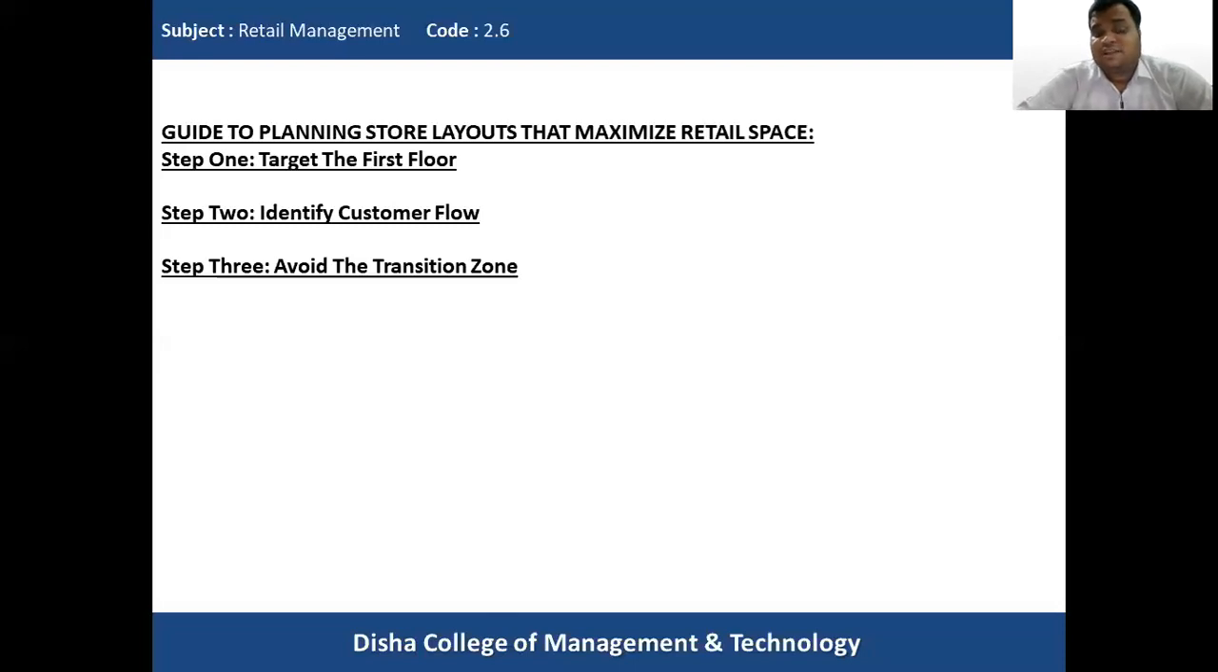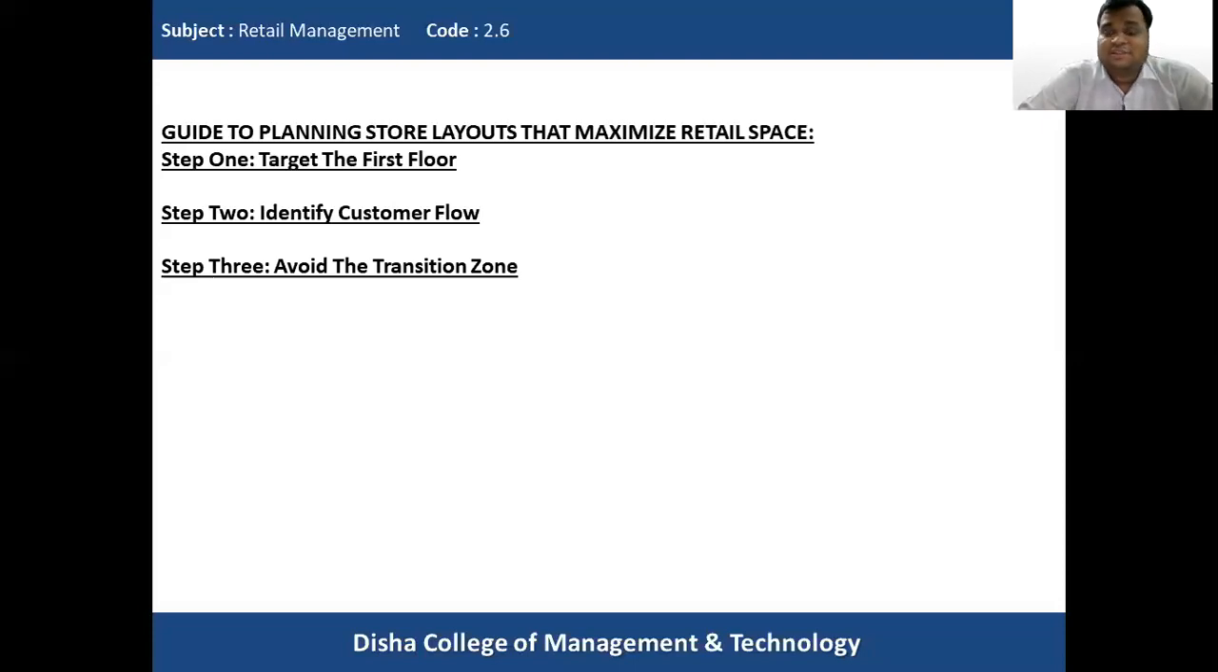Now coming to step 3, which is very important in order to maximize the retail space and to get the proper store layout, is to avoid the transition zone. This transition zone is also known as the decompression zone. It is just the space that is available in front of the entrance. Whenever the customers enter the shop, they need certain time to adjust themselves to the new environment of the store. They need to imbibe or absorb the new atmosphere, the smells, the designs, the decoration, the lighting of the store.